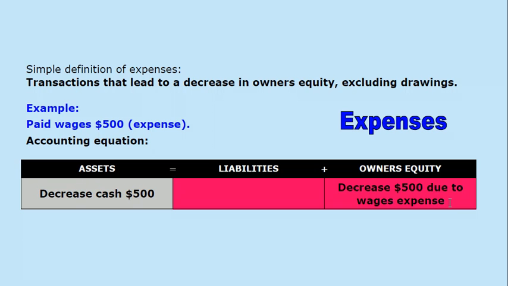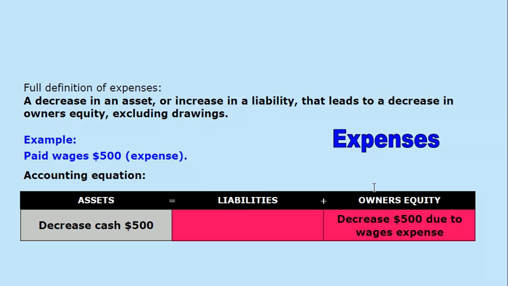Assets down $500, owner's equity down $500 due to the wages expense. So it has led to a decrease in owner's equity. It's not drawings, so it certainly meets the definition of an expense. Wages is certainly an expense.